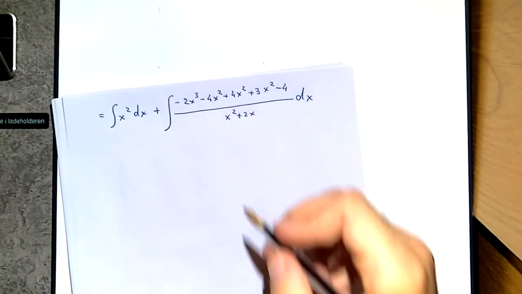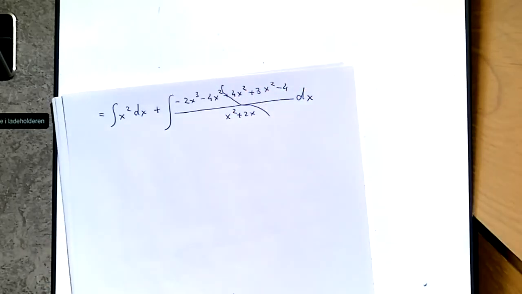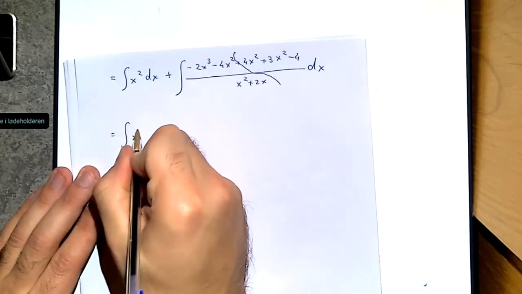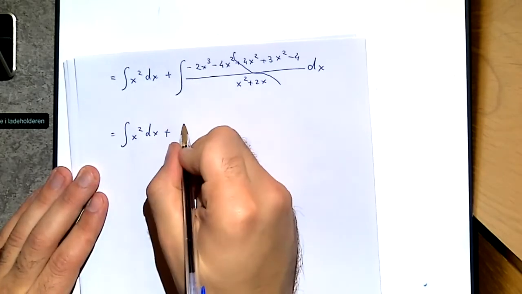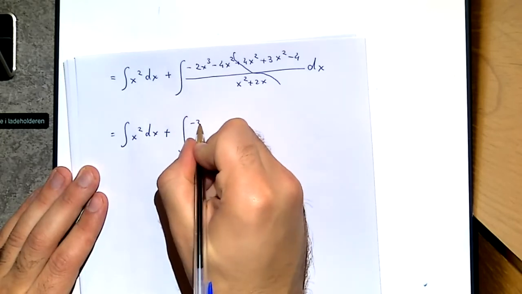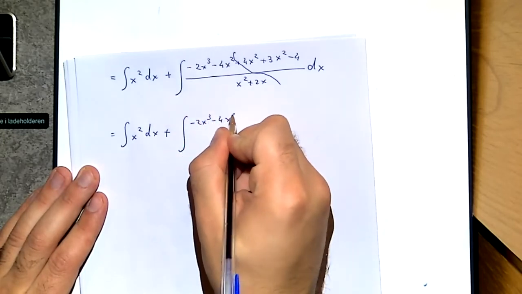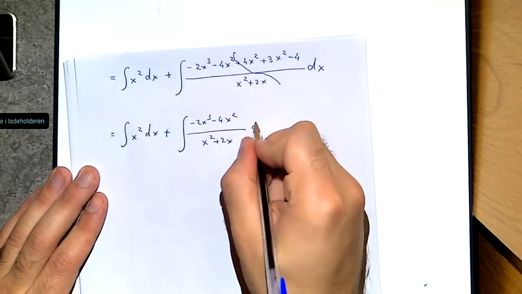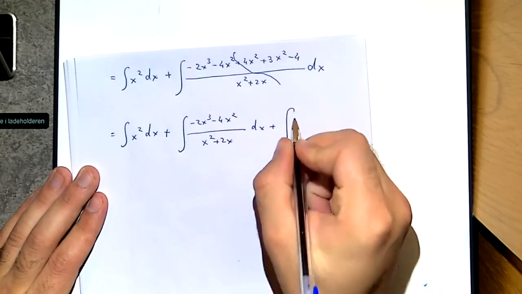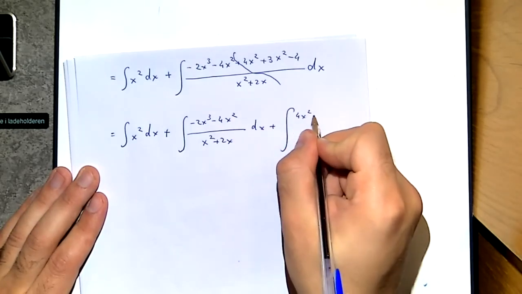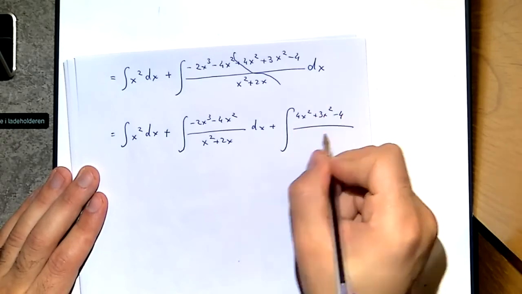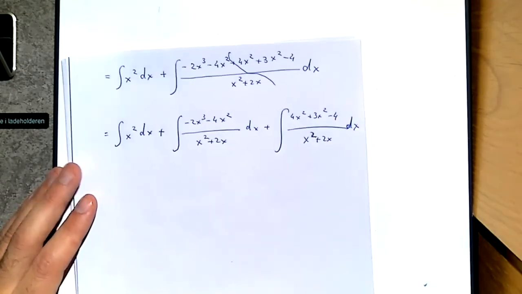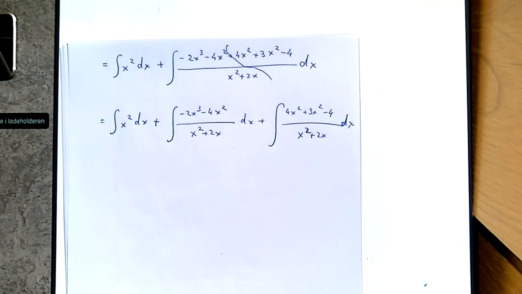And again, just like before, I decided to split it here. I split it like this. So I get the integral of x squared dx plus the integral of minus 2x to the third minus 4x squared over x squared plus 2x dx plus the integral of 4x squared plus 3x squared minus 4 over x squared plus 2x dx. Cool.